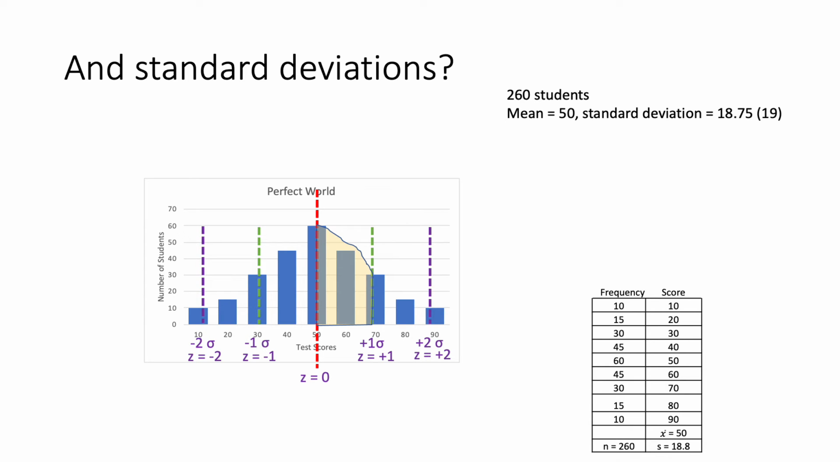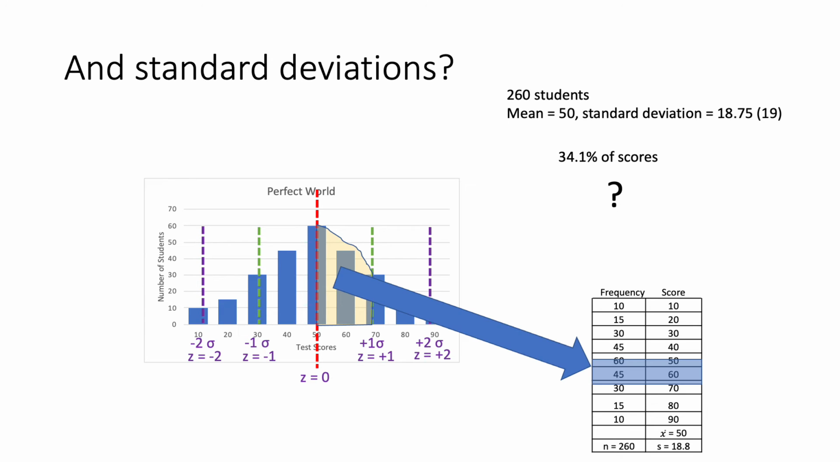Now let's look at this area under the curve in that first standard deviation, from the mean up to the border of one standard deviation above it. We're told that 34.1% of all the scores on this test of the 260 will fall in that area of one standard deviation above the mean. Does it? Let's check and see.